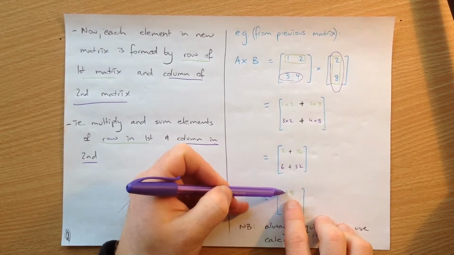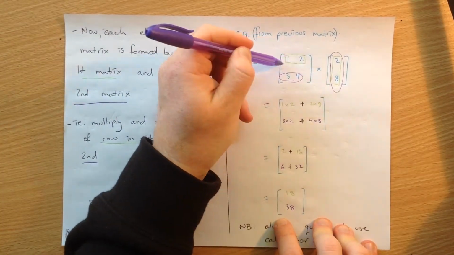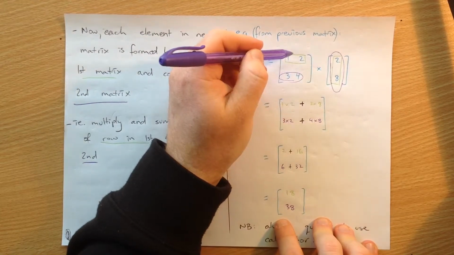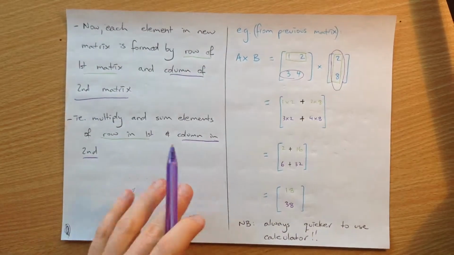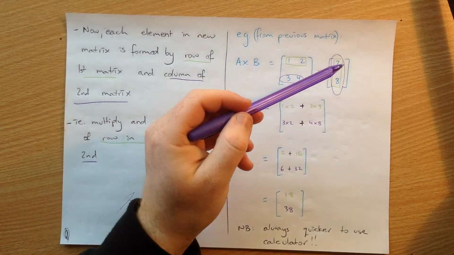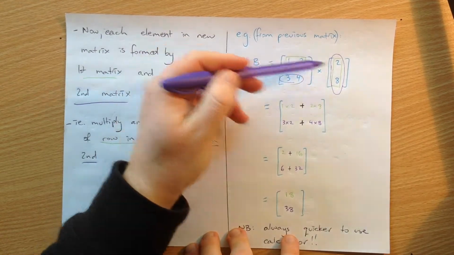In order to find that element, first row, first column, we need to multiply the first row of this one by the first column of this one. So again, row by column. You remember we always talk about row by column. We're going to multiply the first row in the first matrix by the first column, I beg your pardon, in the second matrix. So that's the green, the square and the square.